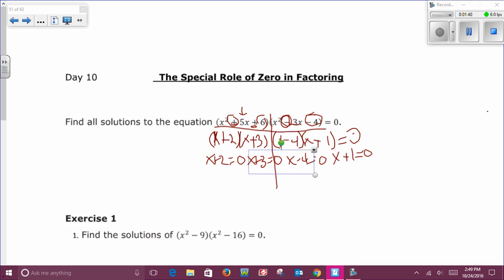So if I were to solve this equation, I get x equals negative 2. This one would be x equals negative 3. Next one would be x equals positive 4. And x equals negative 1.